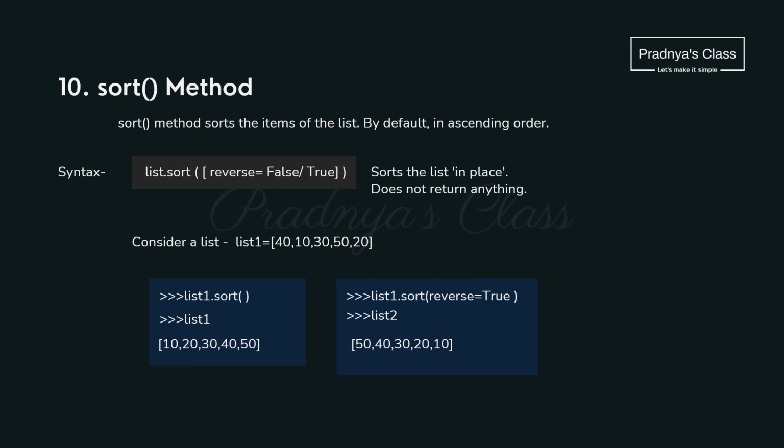Alright, we are at the last method. It is sort. Sorting means arranging the elements in a particular order, ascending or descending. Look at the parameter. This is optional. If you apply the sort method on the list without any parameter, it will sort the elements in ascending order. But if you need to sort it in descending order, then you need to write reverse equals True. Look at the output. We got the elements in descending order.